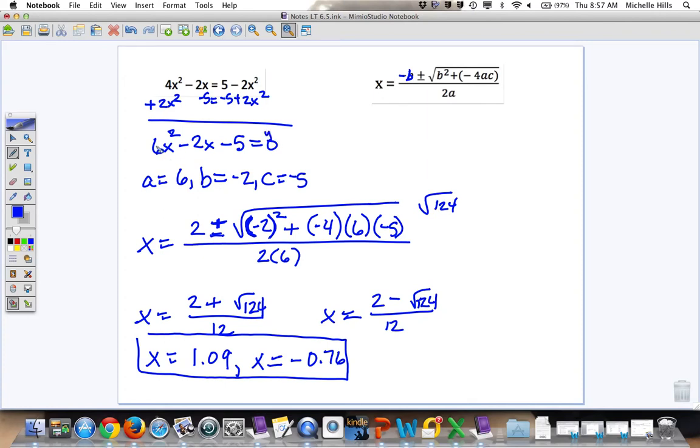So again, looking forward to the next unit, what I know about the equation y equals this stuff. It opens up because the coefficient of the x squared is positive. It crosses the y-axis at negative 5. It crosses the x-axis at both positive 1.09 and at negative 0.76.